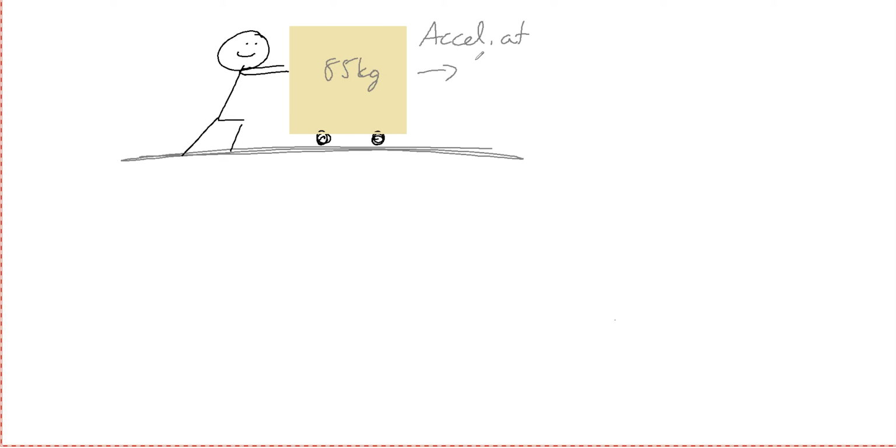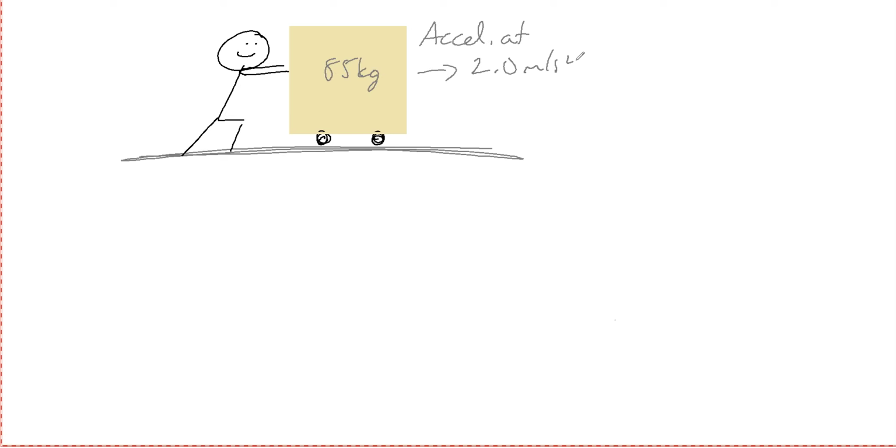Okay, just have a person. There we go. Have a person pushing on the box. Something really, really simple. Let's say this is an 85 kilogram box, and it's moving along, and let's say it's accelerating at, let's go with just 2 meters per second squared.